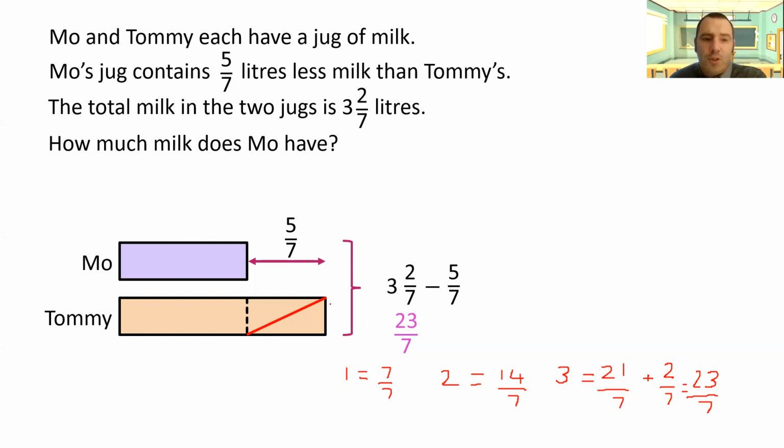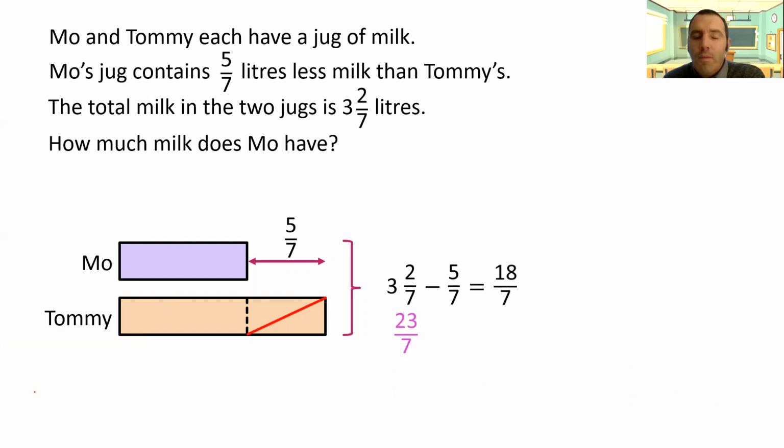We can then subtract the 5/7 from that to get our answer. It leaves us with 18/7. All we need to do now, we're left with 2 equal parts. I can divide 18 by 2 to leave me with 9/7 for Mo, 9/7 for Tommy. What we do need to do as well, we need to add back in the 5/7 we subtracted from Tommy's.